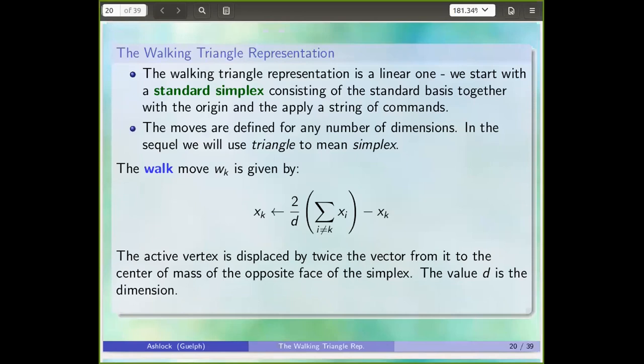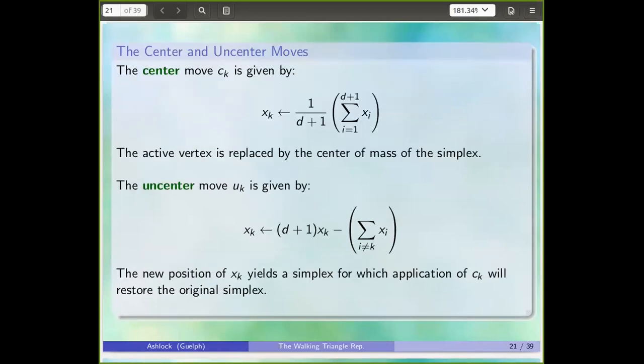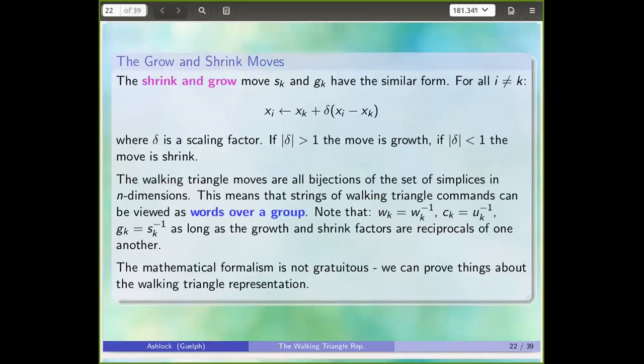Okay, since I have half an hour, I'll go through this a little quickly, but there is a formula for the walk move. There is a formula for the center and uncenter move. And there is the formula for the growing and shrinking move. The walking triangle moves are all bijections of the set of simplices in n dimensions. This means the strings of the walking triangle commands can be viewed as words over a group. And notice that the walk command is self-inverse, and then the center and uncenter commands and the grow and shrink commands with the same grow and shrink factor are all group inverses of one another.